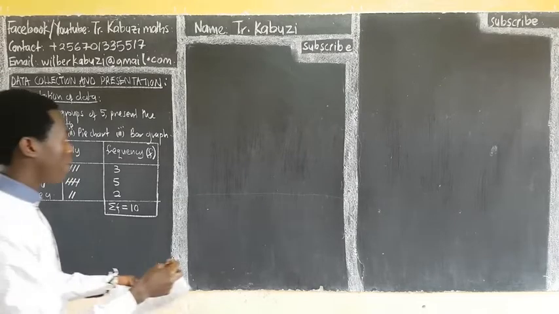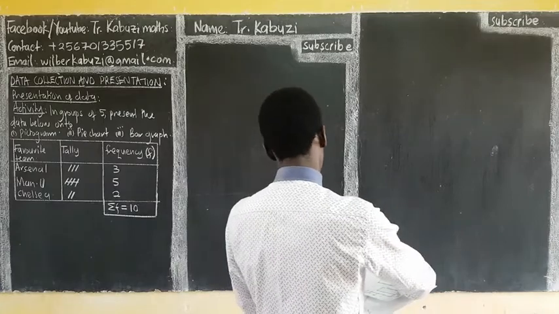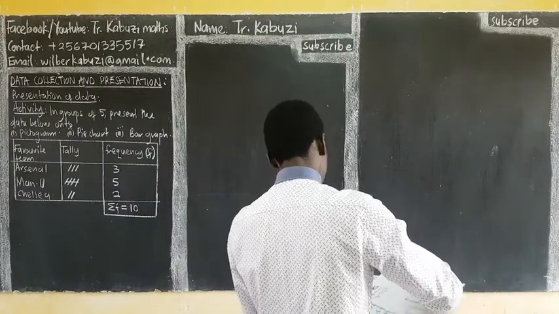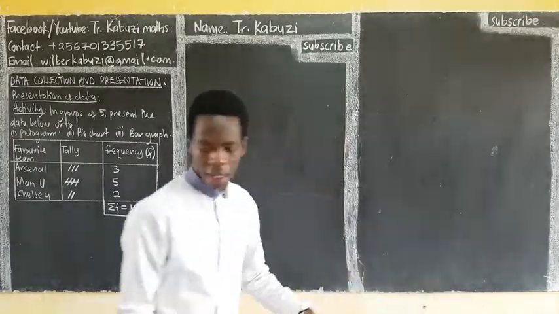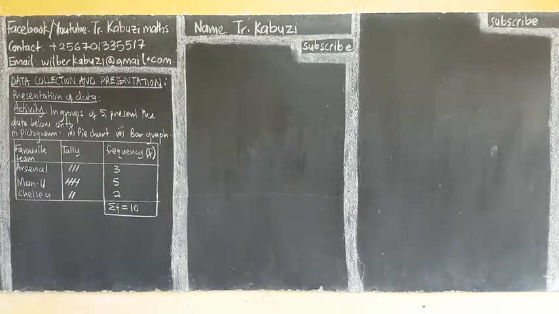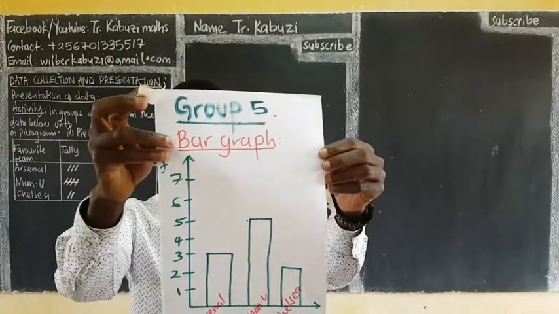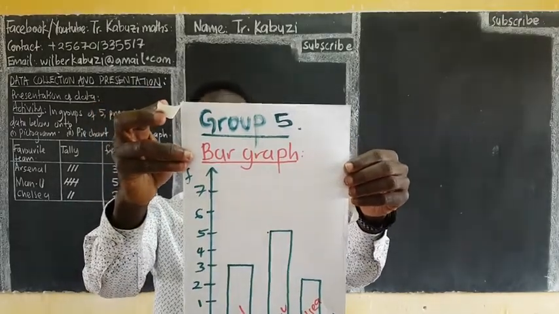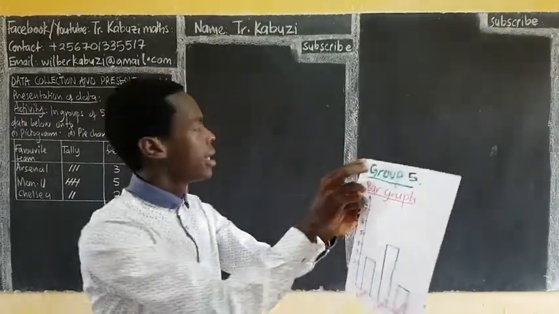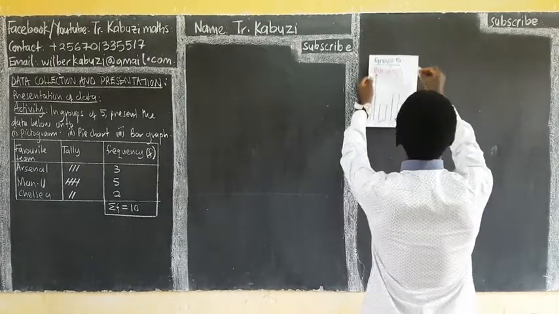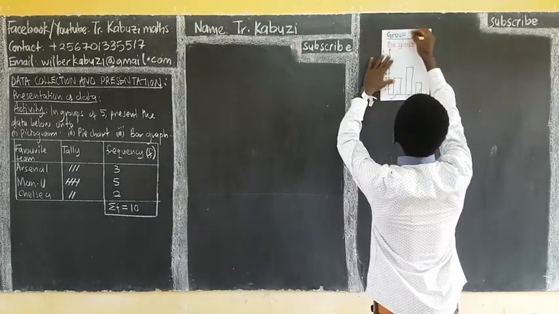So this one is group 5. They are having a bar graph. So I think you are able to see. Okay, we'll pick one by one, then I pin. So this is group 5. I think you can see how they are putting their bar graph. We are going to comment more about it. So this is group 5. Okay, let me put it here.